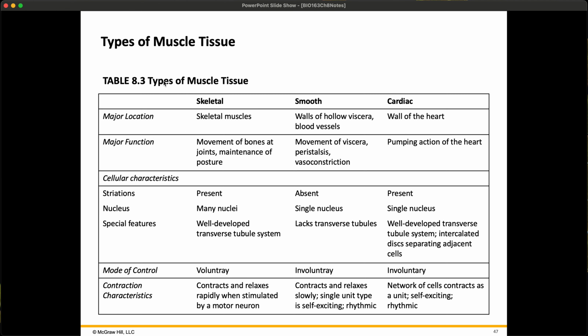So this next table compares skeletal, smooth, and cardiac muscle with their locations, functions, characteristics, how they're controlled, all those kinds of things. You should be familiar with this chart. Hopefully this helps you to organize some of it.